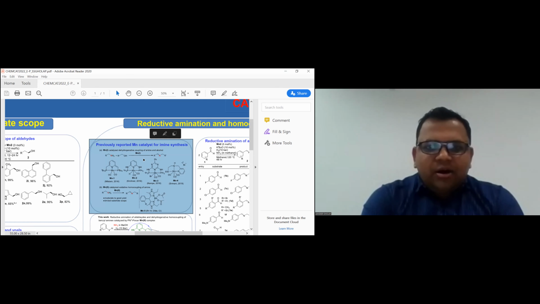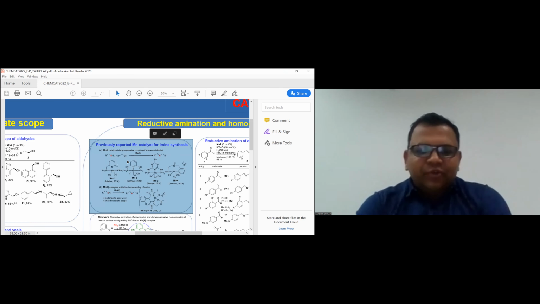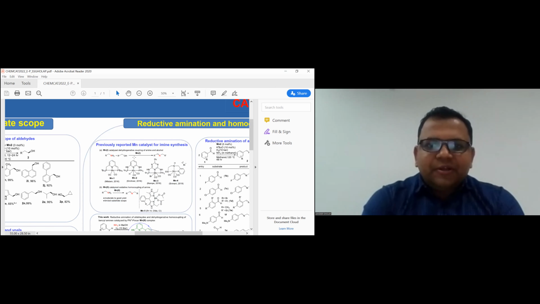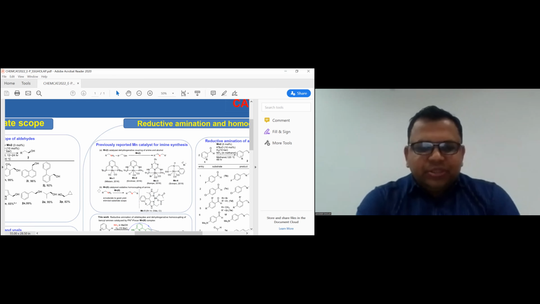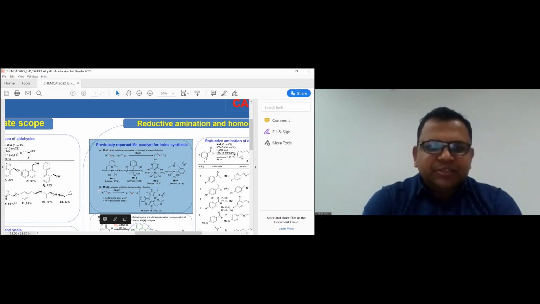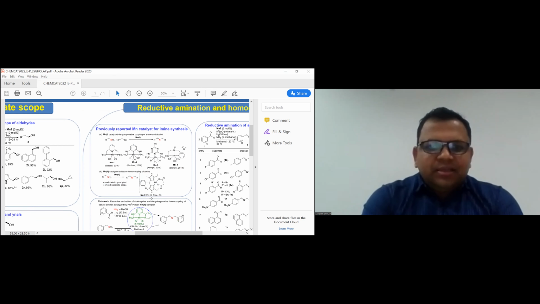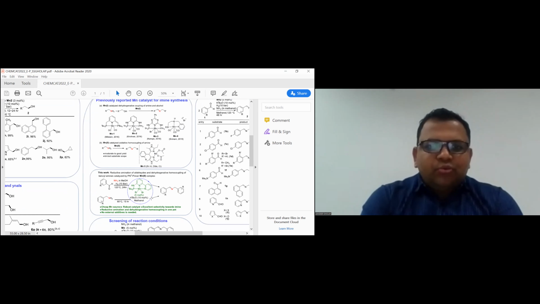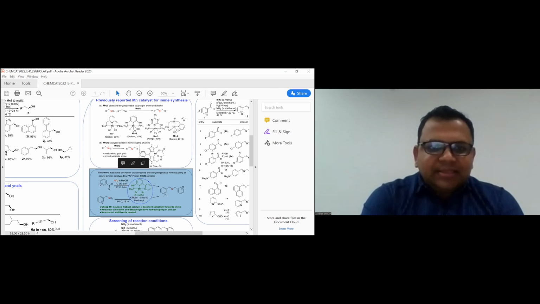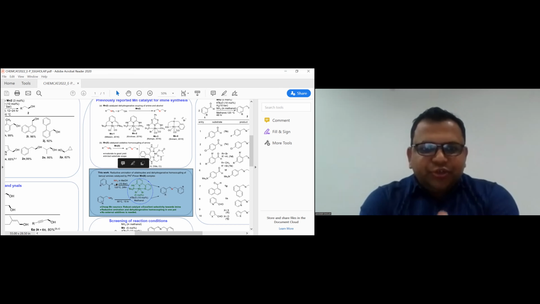And they use coupling of this amine and alcohol to get the imine products. Also, there is only one report where they use oxidative homocoupling of this amine to imine using this type of manganese catalyst. Here we show that we successfully achieve a reductive amination of aldehydes and another one, dehydrogenative homocoupling of this amine to imine product.